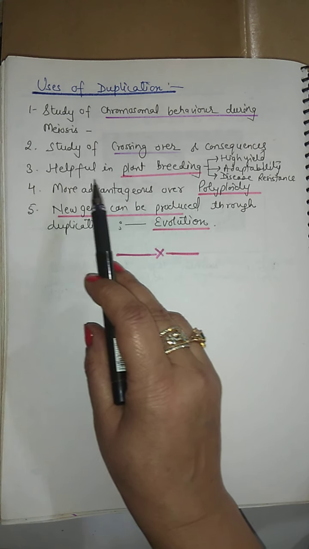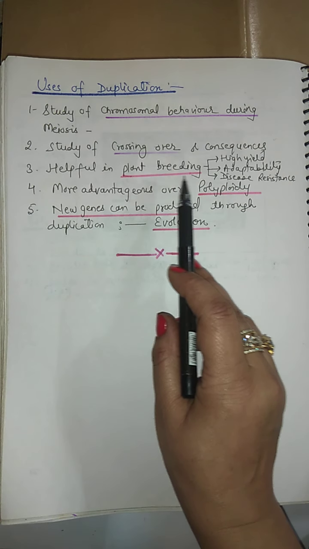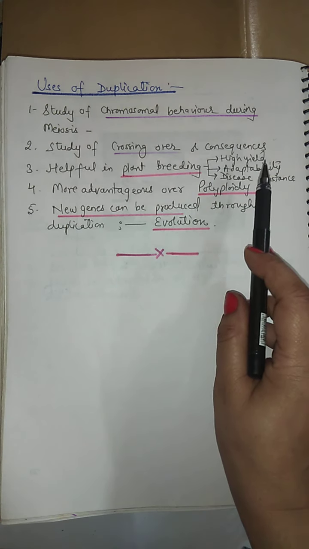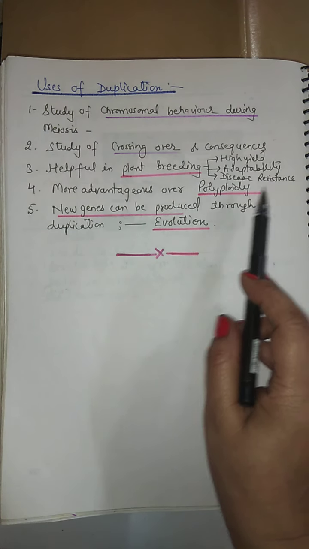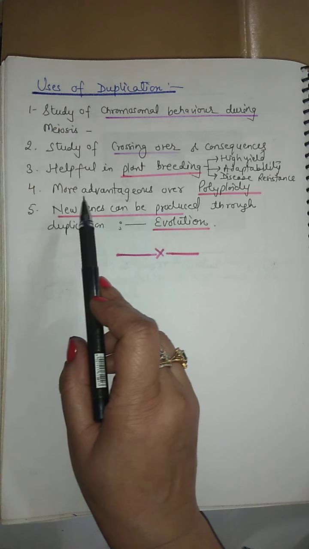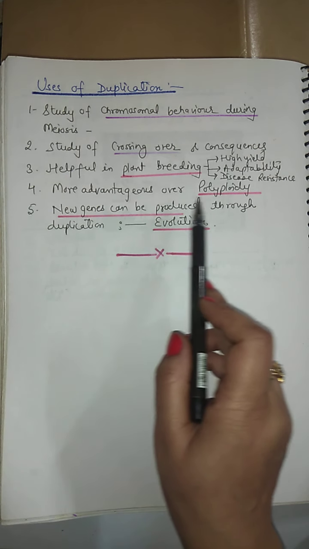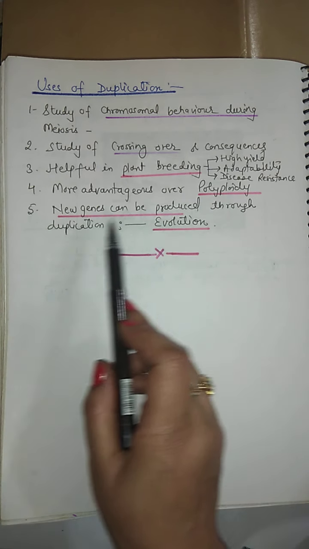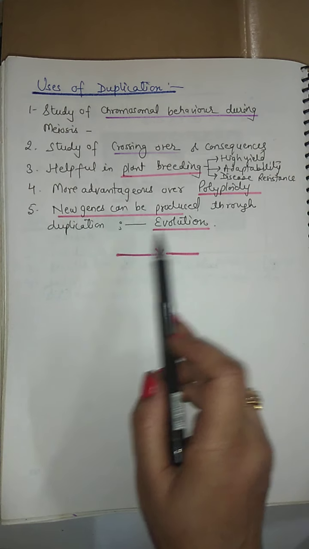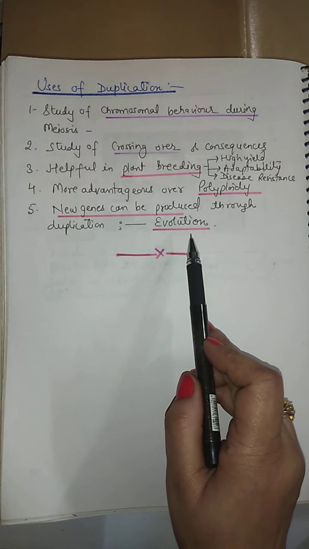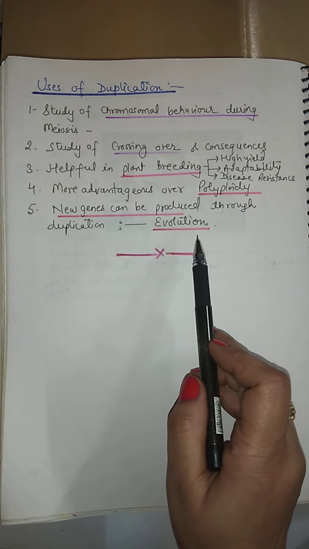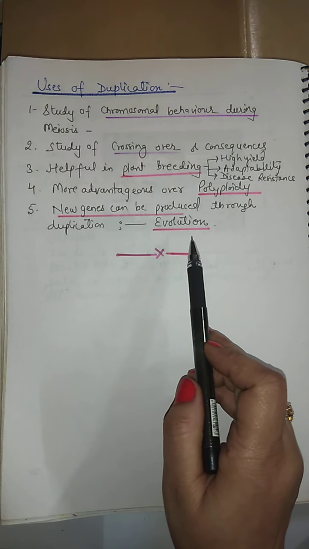Next is that it is helpful in plant breeding. It helps to obtain high yielding varieties with high adaptability and disease resistance. This phenomenon of duplication is more advantageous over polyploidy. New genes can be produced through duplication, which actually leads to evolution. Hence, it is very important for evolution and inducing variations in the organisms.